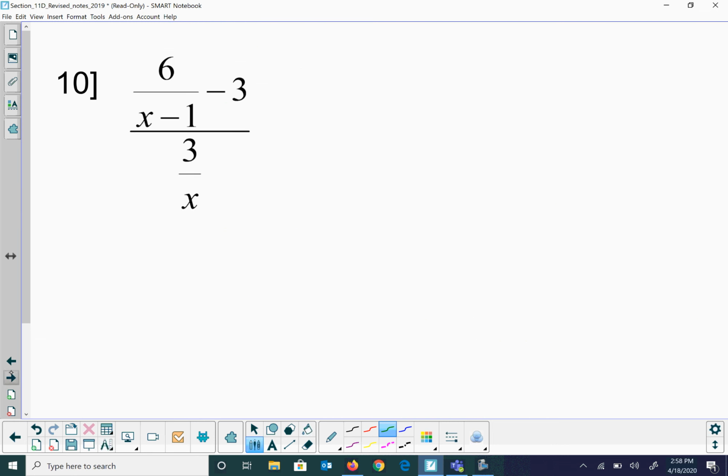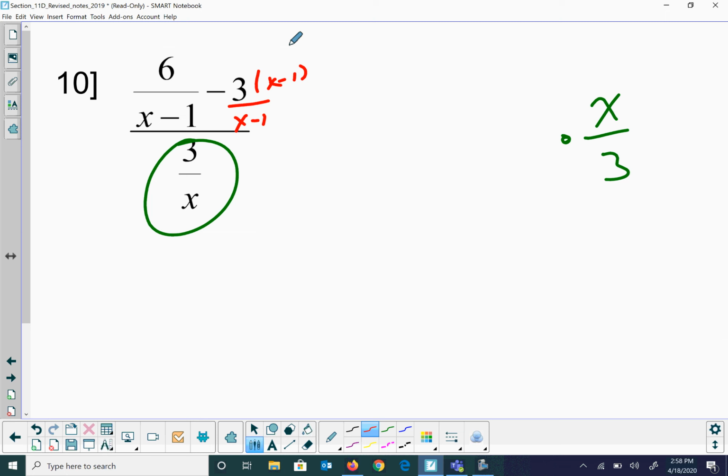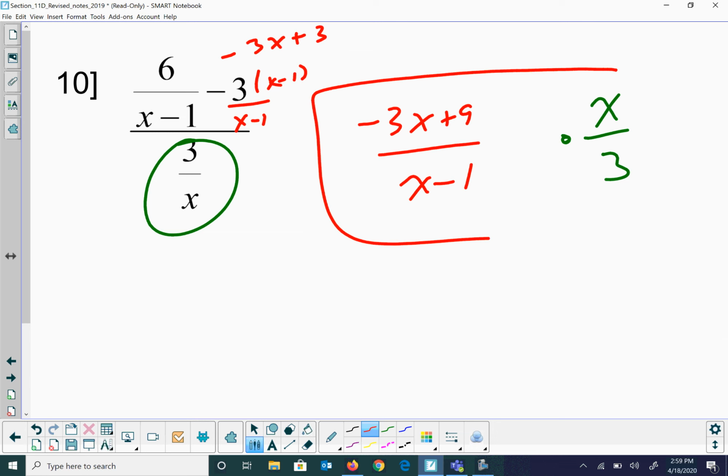Okay, complex fraction here. Best thing to do with this, 3 over x, that's going to be fine. So that means that eventually I'm going to multiply times x over 3. So that's taken care of. Let's now take care of the top. So I'm going to multiply this by x minus 1, which means if I distribute that over, I get 9 minus 3x plus 3. So now I'm going to get -3x plus 9 over x minus 1. And we're going to multiply these together.